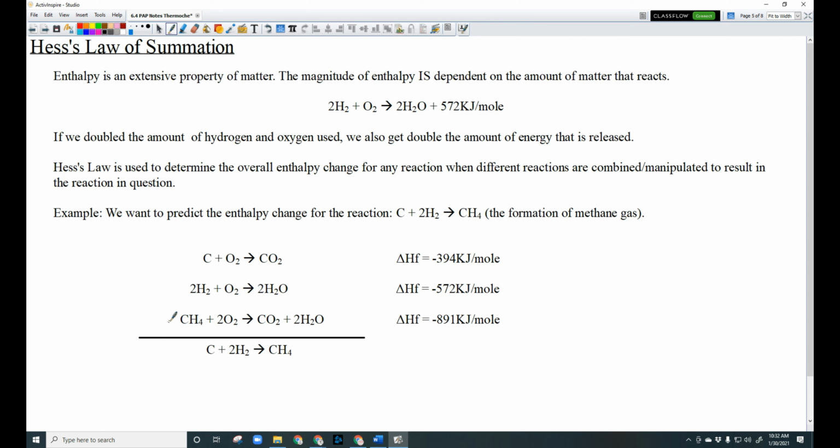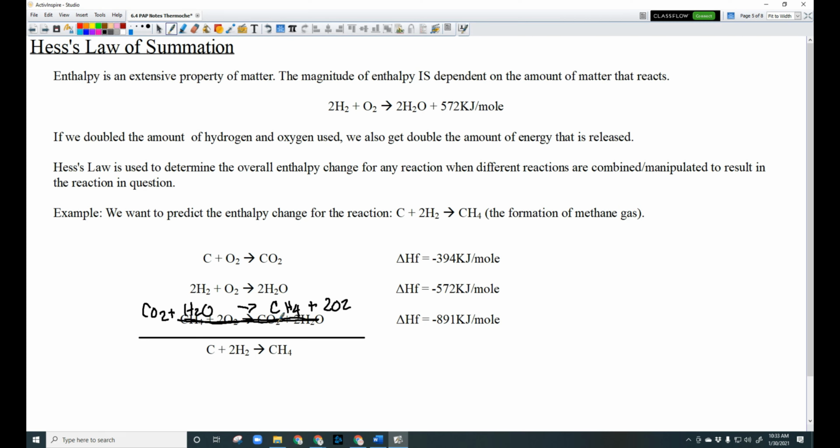So what I do is I can flip this reaction. Okay, so I can write CO2 plus H2O yields CH4 plus 2O2. So what I've done is I've taken this reaction here and I've just written it backwards. I've flipped it. Okay.